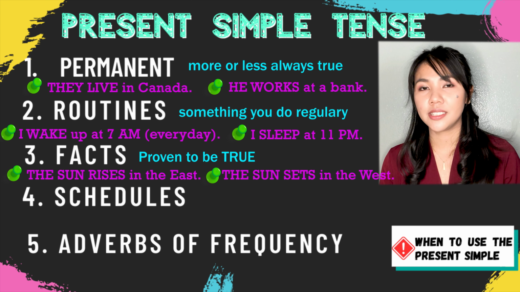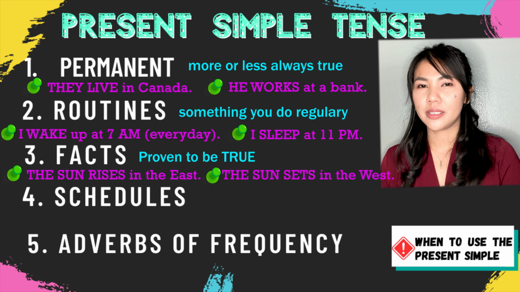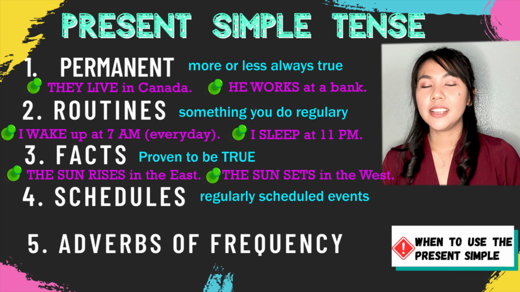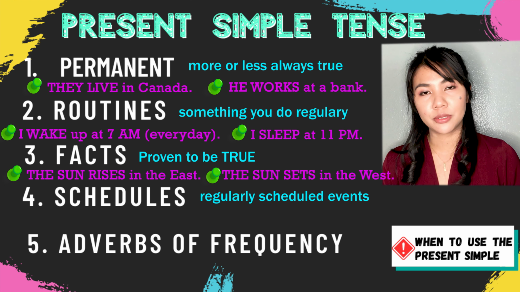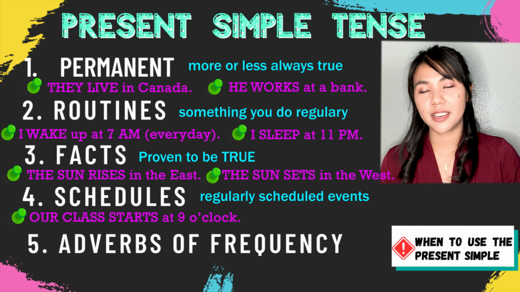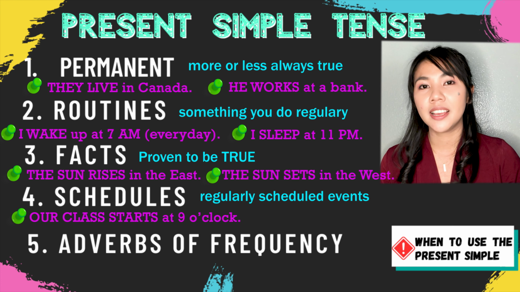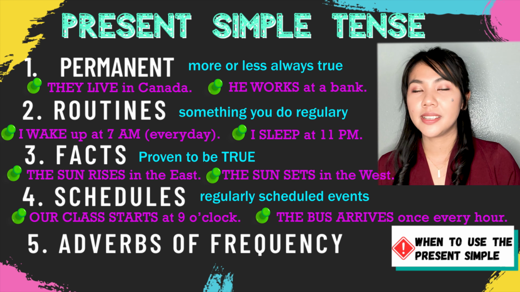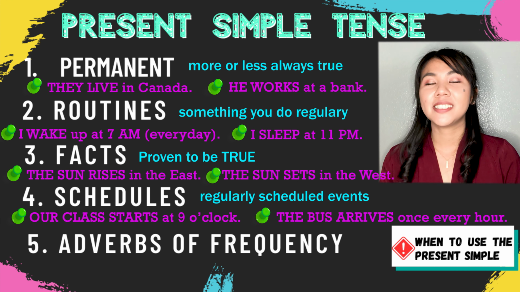Next, we can use this tense to talk about schedules. Think about it. What's a schedule? A schedule tells us when something is supposed to happen. And it's kind of connected to routines, right? It's a regularly scheduled event. For example, we can say, our class starts at 9 o'clock. Why are we using present simple? Because our class always starts at 9 o'clock, right? So it's kind of permanent, it's kind of a routine, it's a schedule. Or you can say, the bus arrives once every hour. The bus doesn't just arrive at once, but every hour. So it's a schedule.